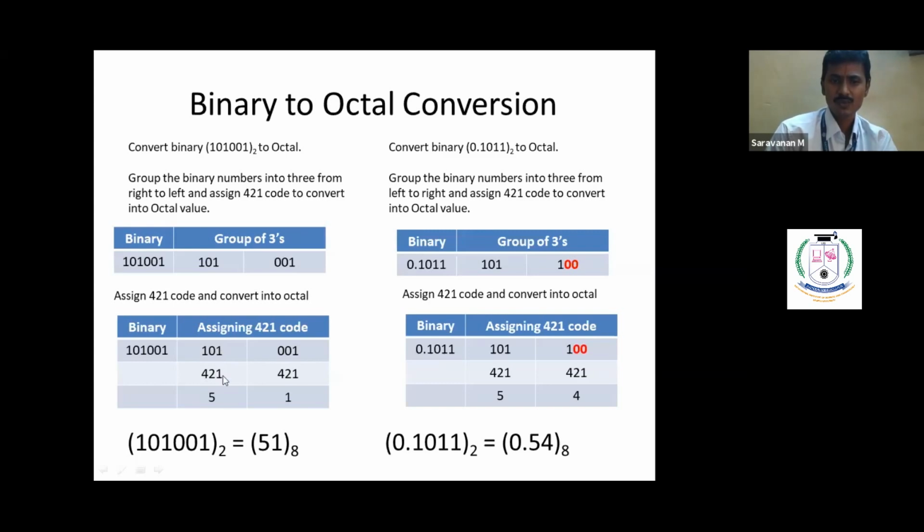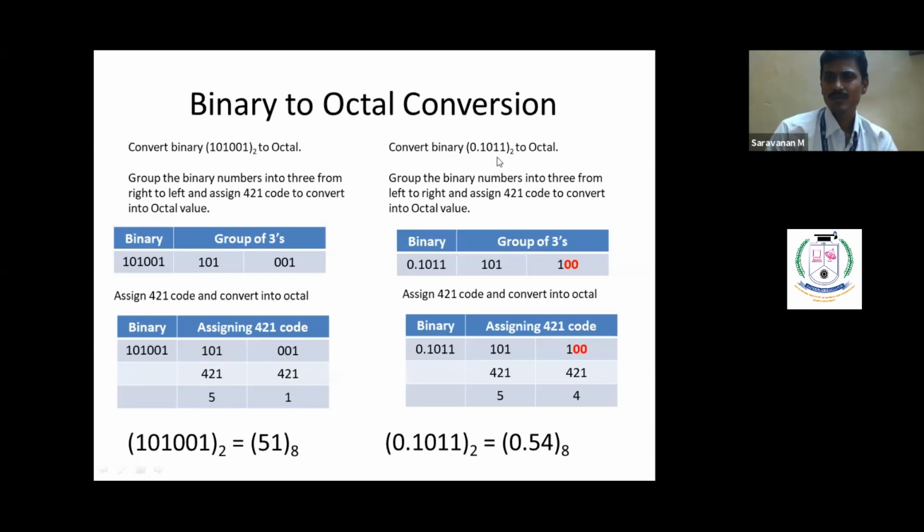So here it is 1. So 1 plus 4, the decimal equivalent of this 101 is going to be 5. Similarly for this, the decimal is going to be, we have only 1 here, so just add this 1. So we get 1. So the octal representation of this binary number 101001 will be 51. Clear?